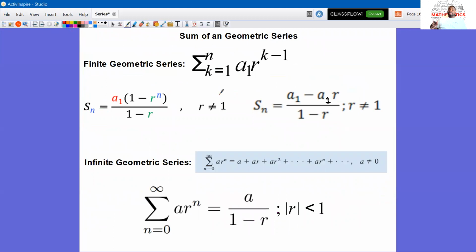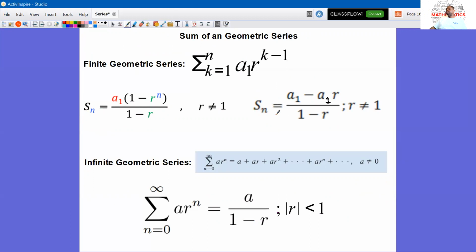Okay, so we have two types of geometric series. We have a finite geometric series, okay, that goes from 1 to a certain number, okay? And then for the sum, it's A1 times 1 minus r to the n over 1 minus r, okay? Or you can just keep it like we had originally, where you keep the A1 in there if you want to distribute it in there.